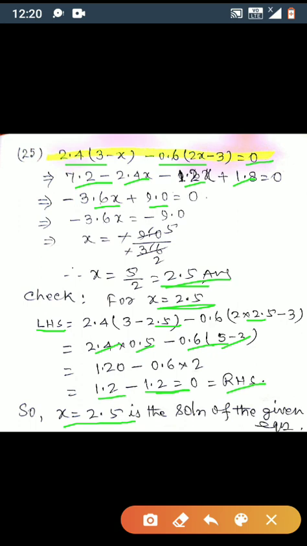1.2 minus 1.2 equal to 0. That is the RHS. So x equal to 2.5 is the solution of the given equation.